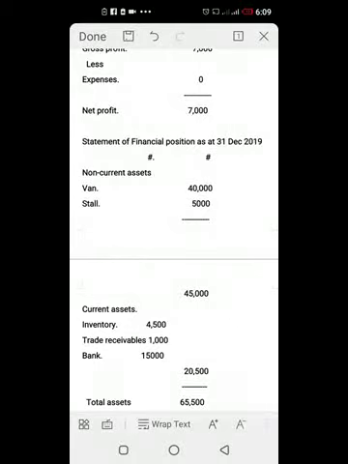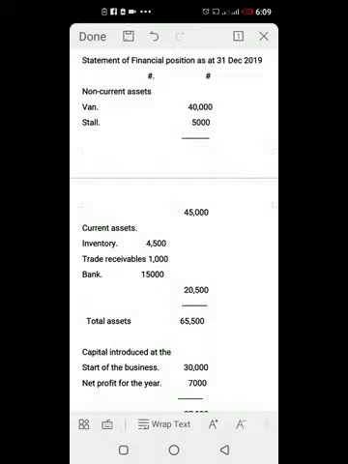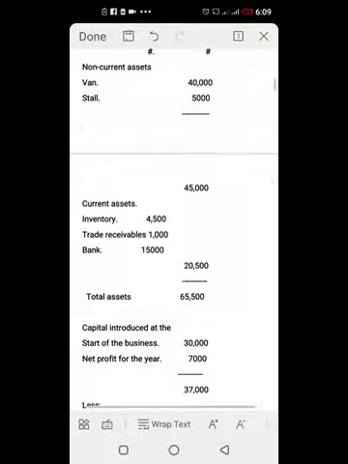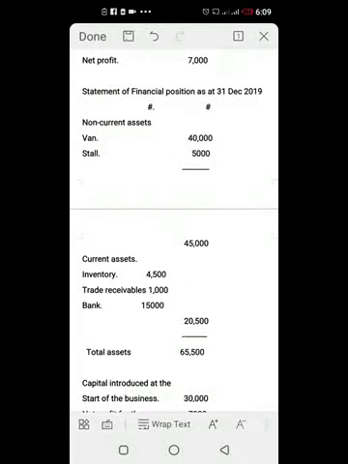After you've done calculating your non-current assets, you calculate your current assets. After the current assets, you calculate the total assets. These total assets should be the same as the total liability. Let's go through it so that you see and understand what I'm trying to say here. Now, non-current assets. Van is an asset, which is a non-current asset.